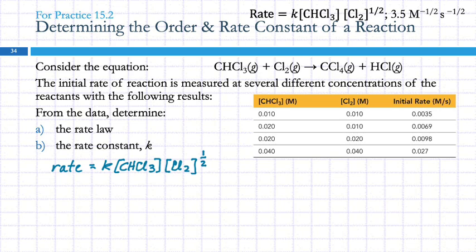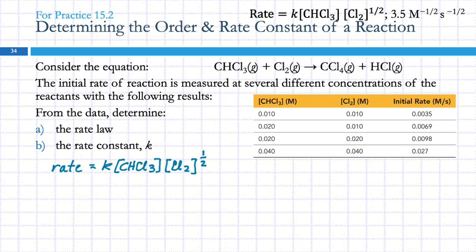Well, how do we figure out what the rate constant is? We choose one of these sets of data and we put the numbers in. Because here we have the concentrations for each and the rate. So there's the concentrations. Here's the rate. The only thing we don't know is K, so we can solve for that.